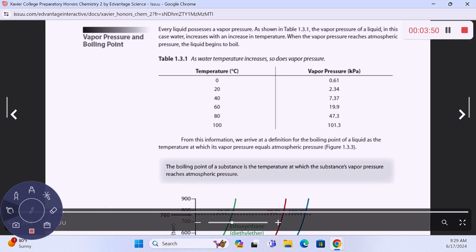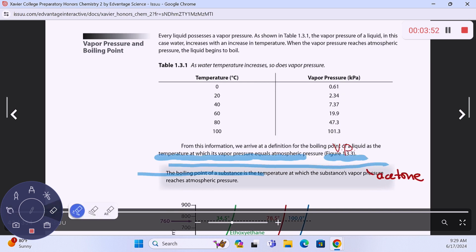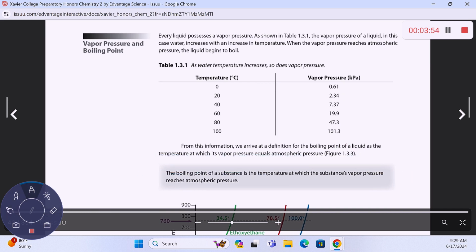So here you can see they've given you a table of the vapor pressure for water at various temperatures. So if we're at a temperature of 0 degrees Celsius versus 100 degrees Celsius, obviously the vapor pressure of water is going to be dramatically different. So at your higher temperature, you've got a much higher vapor pressure. So what this says is as temperature for water increases, so does the vapor pressure, okay?